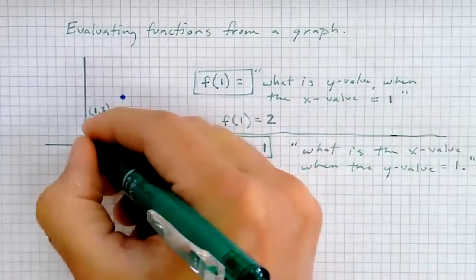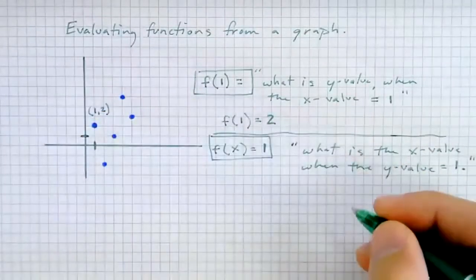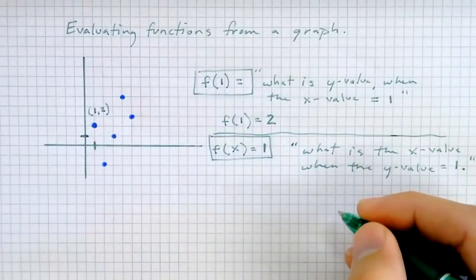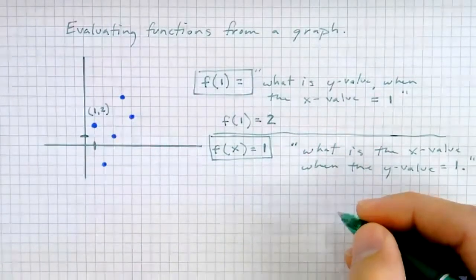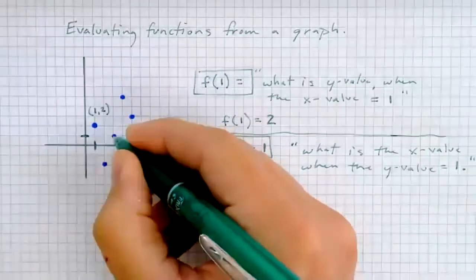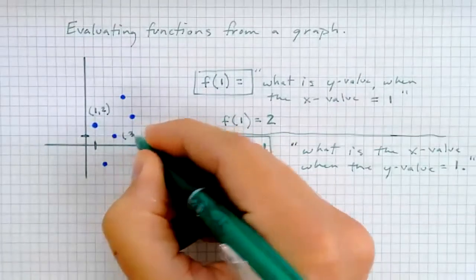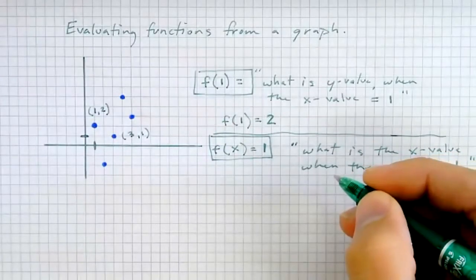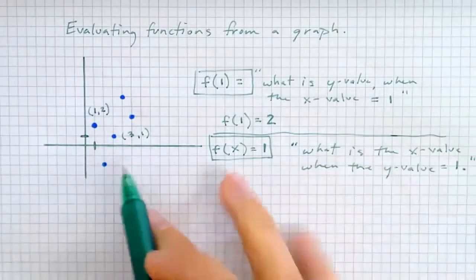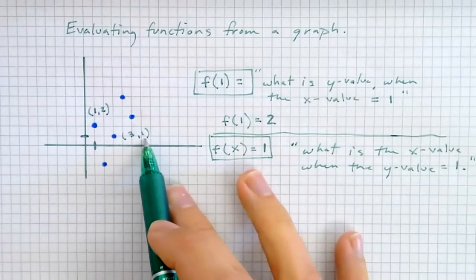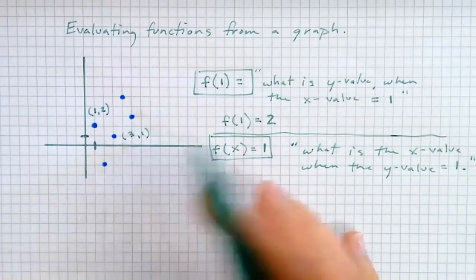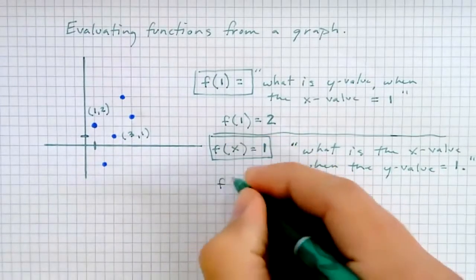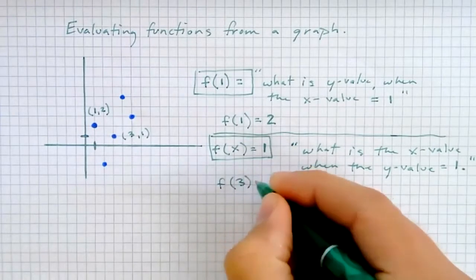So here is where y is equal to 1. We have this point right here at 3, 1. So what input is going to give us an output of 1? Well, the input has to be 3. So we would write f of 3 is equal to 1.